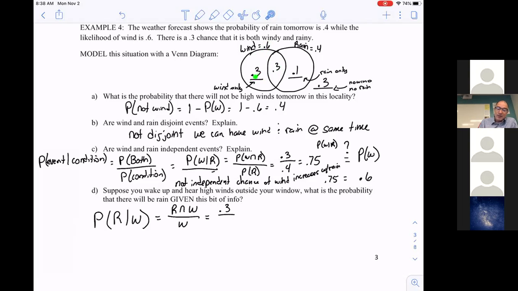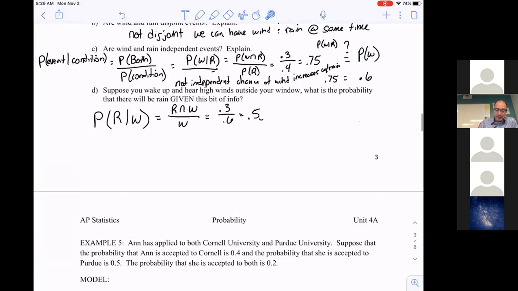Now I know the common mistake is to grab this wind right here. But we're looking for the wind total, so that's why we get that 0.6. So we get a 50% chance. So you wake up, you hear it is windier than heck outside. There's a 50% chance of rain. And that verifies that it was not independent, because rain in general is up here at 40%. So the likelihood of rain has increased because I heard it was windy outside.